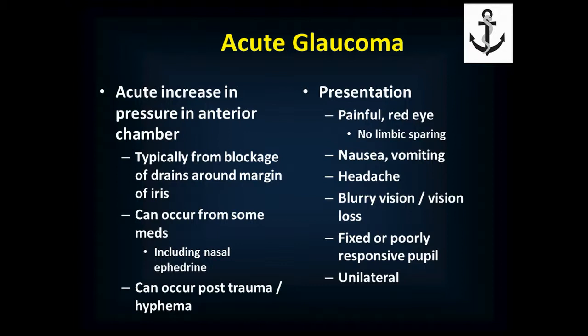You're going to say, what the heck's going on? But it's this ephedrine. The pupil can become fixed or very poorly responsive, and it doesn't have to be dilated. It can be mid-position, but if you compare it to the other eye, it's not reacting to light at all. And this is typically unilateral, although it can happen bilaterally from medications.